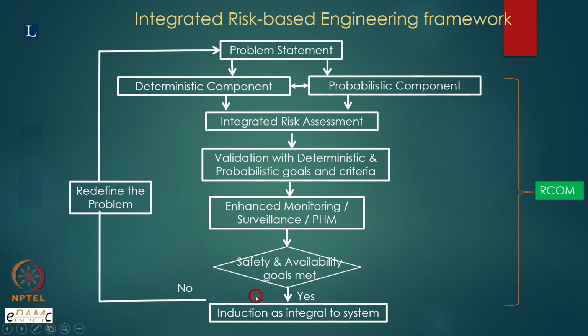Now, are the safety and availability goals met? Once the safety and availability goals are met, then we say yes, and it is integral to the system. It finds its application, rationale, reviews and all that. But if they are not met, redefine the problem. Either there is a problem on the problem side, or something is lacking somewhere.